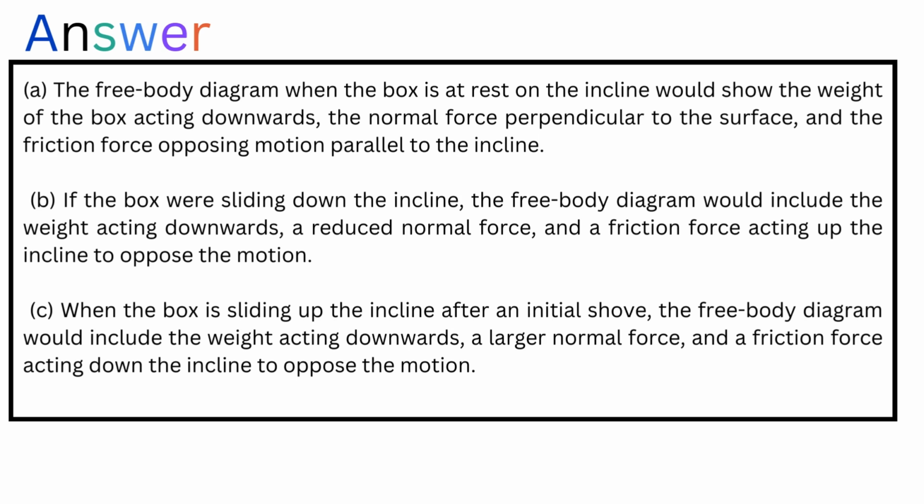If the box were sliding down the incline, the free body diagram would include the weight acting downwards, a reduced normal force, and a friction force acting up the incline to oppose the motion.